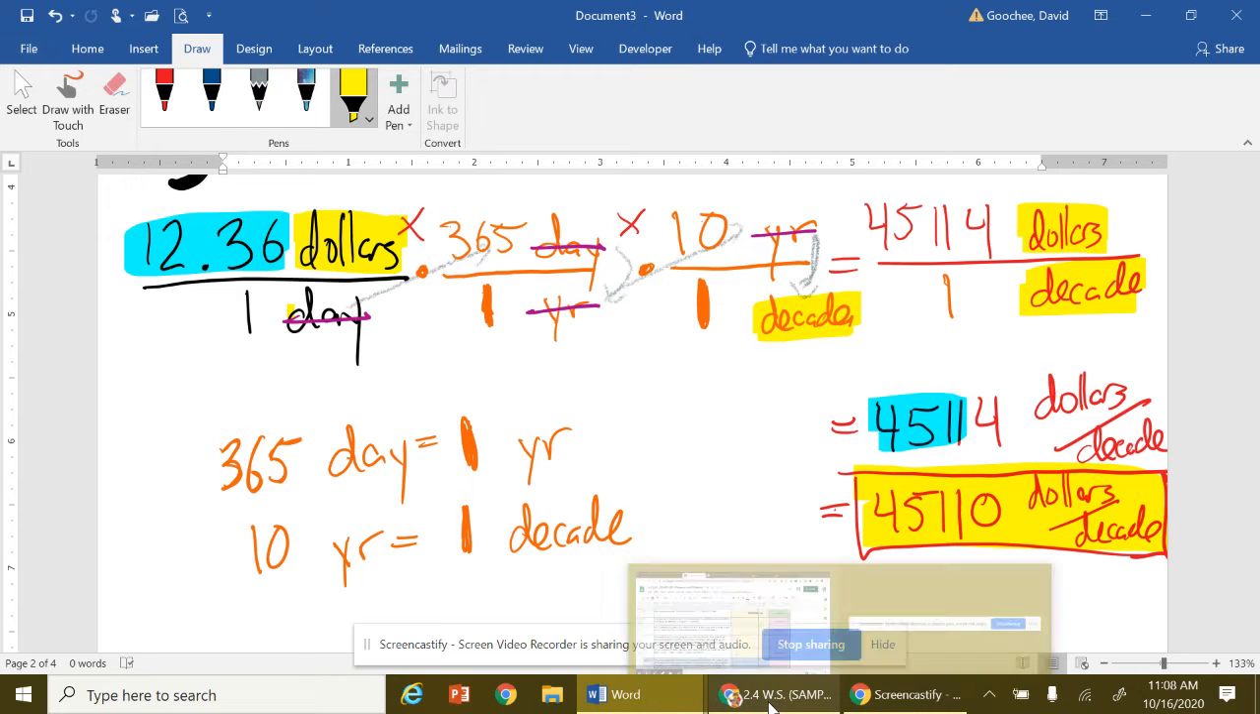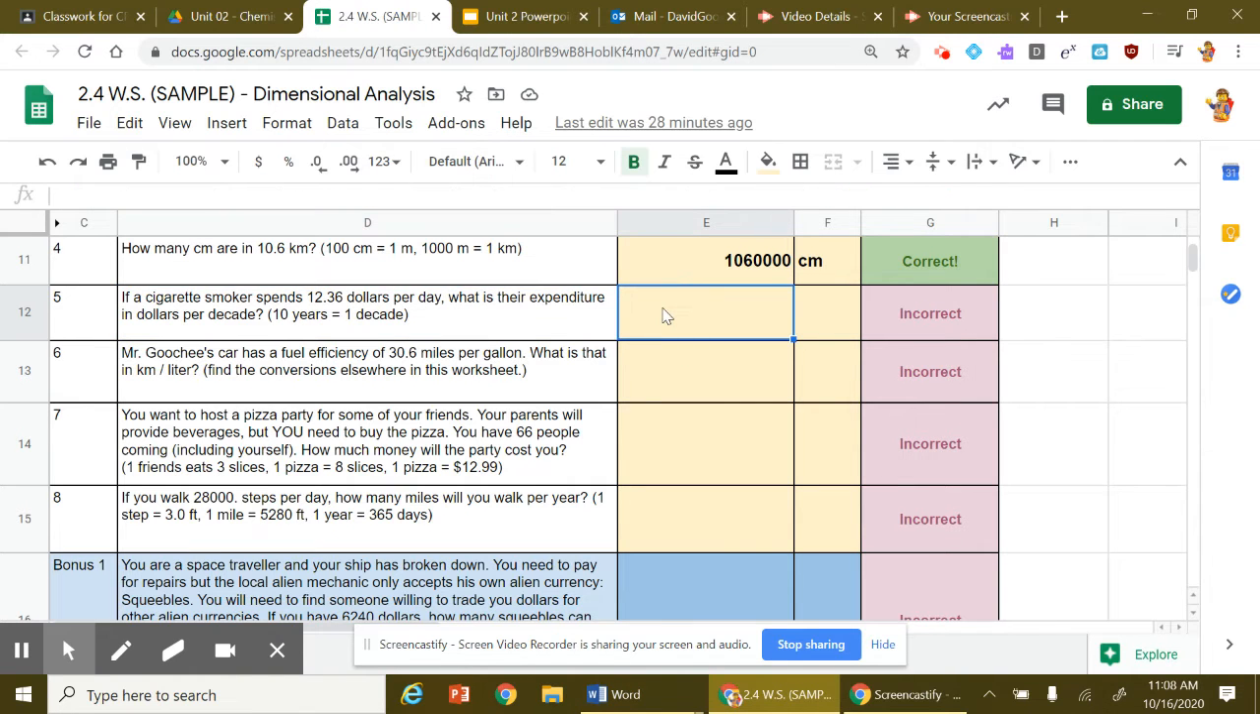Let me put that into my answer checker to see if I am correct. 45,000 and I'm just going to put dollars per decade. Maybe it bleeds over a little bit, whatever. Maybe you're like, oh, I can put a dollar sign per decade. Yeah, sure, that's fine. That's equally good. Dollars per decade. Okay, there you go. That's number 5.